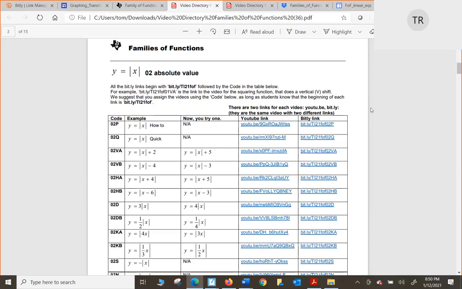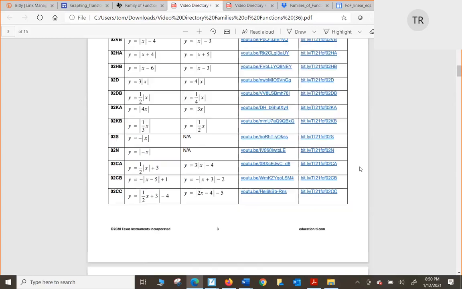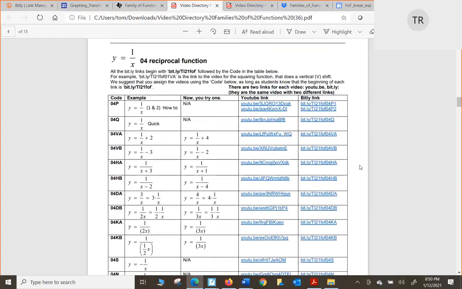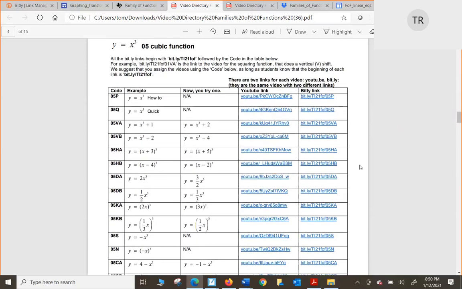Again, I can't emphasize enough, please give your students access to this document because they can pick and choose what they need to practice without you telling them. And you want to give them direction, but they might want to do it otherwise. So square root, reciprocal function, okay, x cubed, and so on. Okay, they're all there.